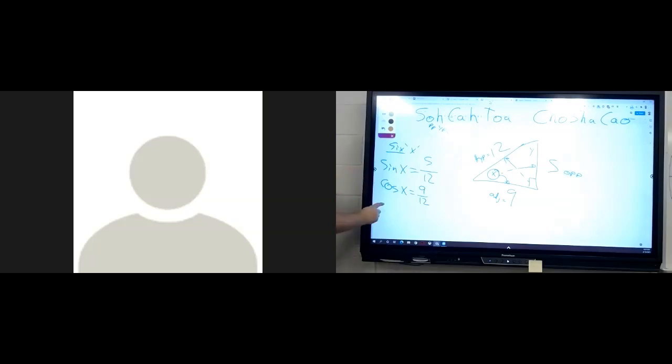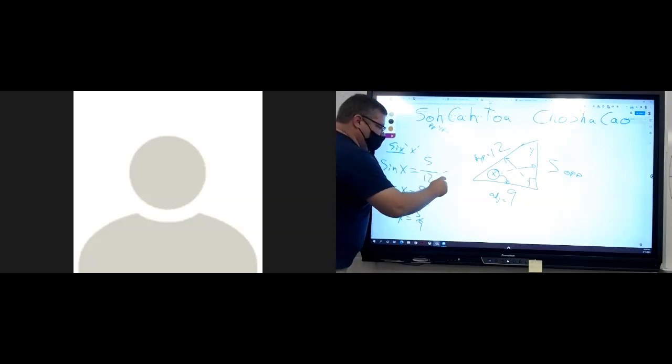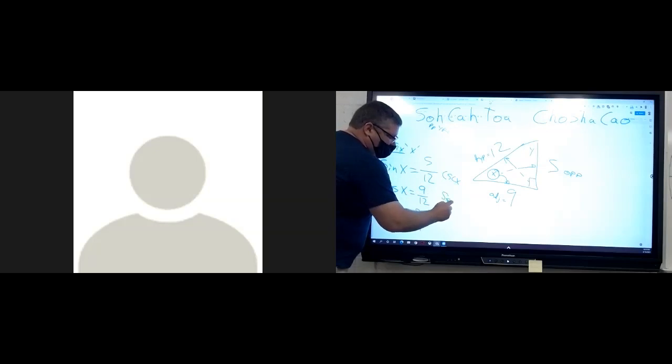Now we got tangent. Tangent of X is opposite over adjacent, 5 over 9. Nailed it. You guys are already better. Good job. All right, so now let's go cosecant of X, secant of X, and cotangent of X.